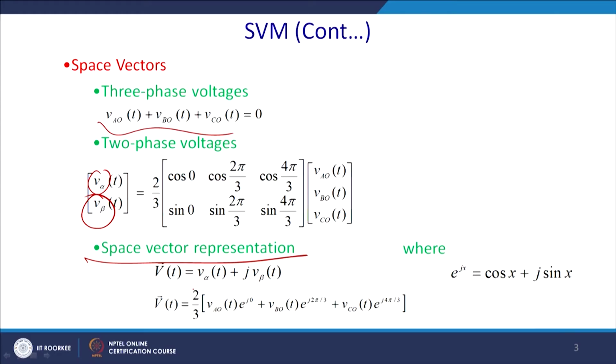So, we can write the reference vector equal to V alpha plus j V beta, or it can have a polar representation, where V r will be the square root of V alpha square plus V beta square. Similarly, V can be obtained by the inverse transform, that is 2 by 3 times VAO plus VBO e to the power plus 120 degrees, plus VCO e to the power 240 degrees, or minus 120 degrees.